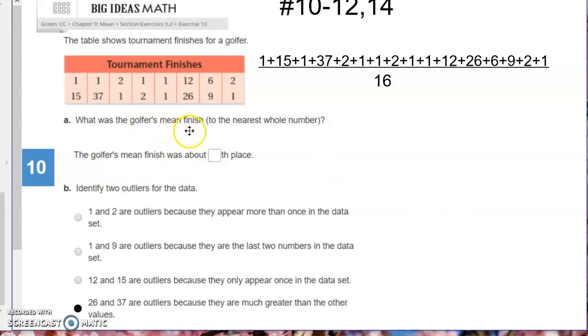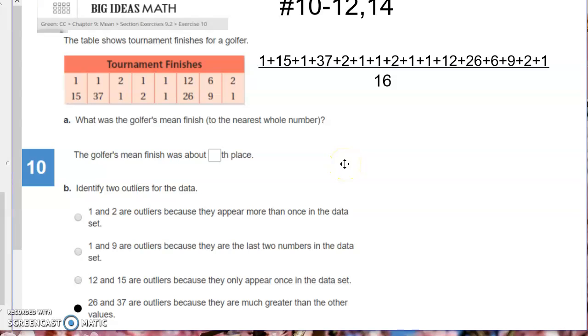So to find the golfer's mean finish to the nearest whole number, first thing I need to do is add all those numbers together. So 1 plus 15 plus 1 plus 37 plus 2 plus 1 plus 1 plus 2 plus 1 plus 1 plus 12 plus 26 plus 6 plus 9 plus 2 plus 1 equals, then divide that answer by 16. And you do get a decimal, but it says round to the nearest whole number.